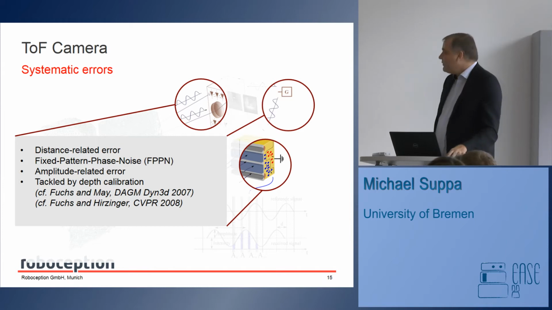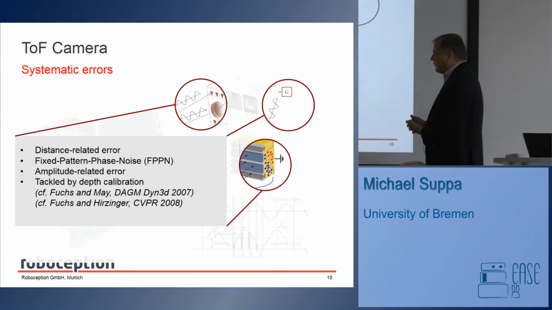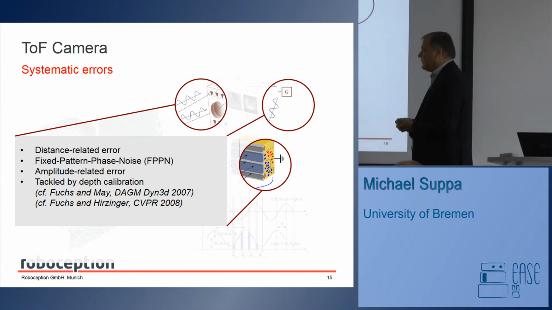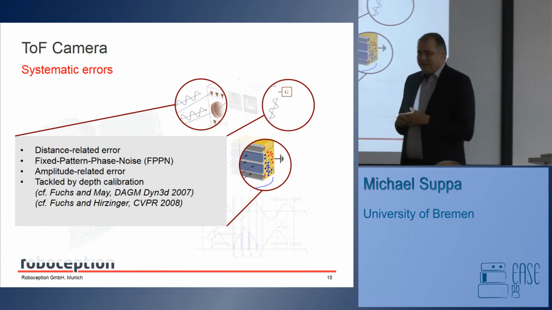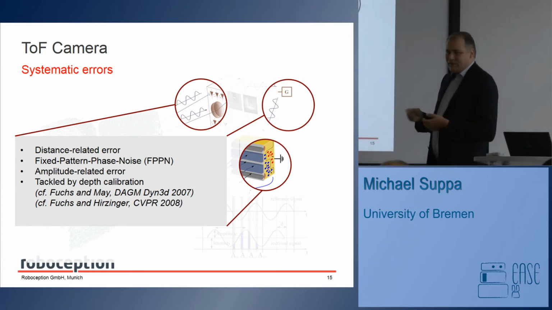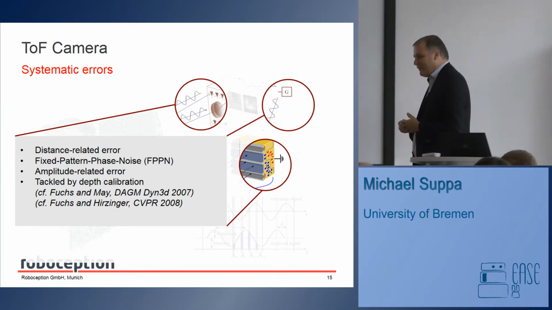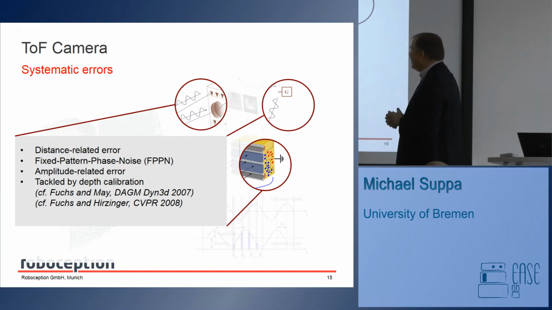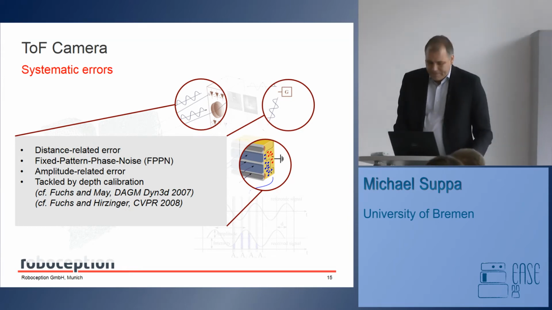That's the system. Then you have a couple of systematic errors. You have distance-related errors, fixed pattern noise, phase noise, and amplitude-related errors, and these ones you can tackle by depth calibration. Systematic errors are always nice because that means you can probably have a model for that, you can probably calibrate them. That's the easy part.